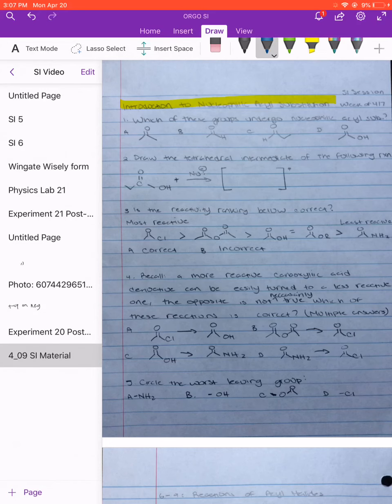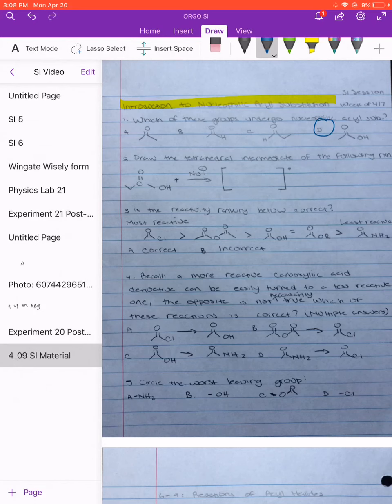So, question number 1: which of these groups undergoes nucleophilic acyl substitution? So we know that the only groups that don't undergo this substitution are ketones and aldehydes. So we eliminate A, B, because they're ketones and aldehydes respectively, and then C because that is also an aldehyde. And so what we're left with is D, which is a carboxylic acid.